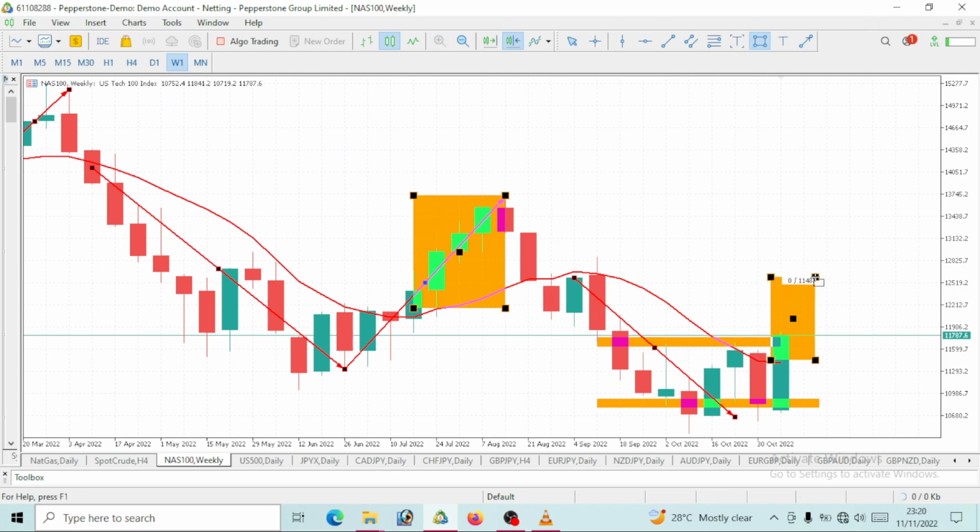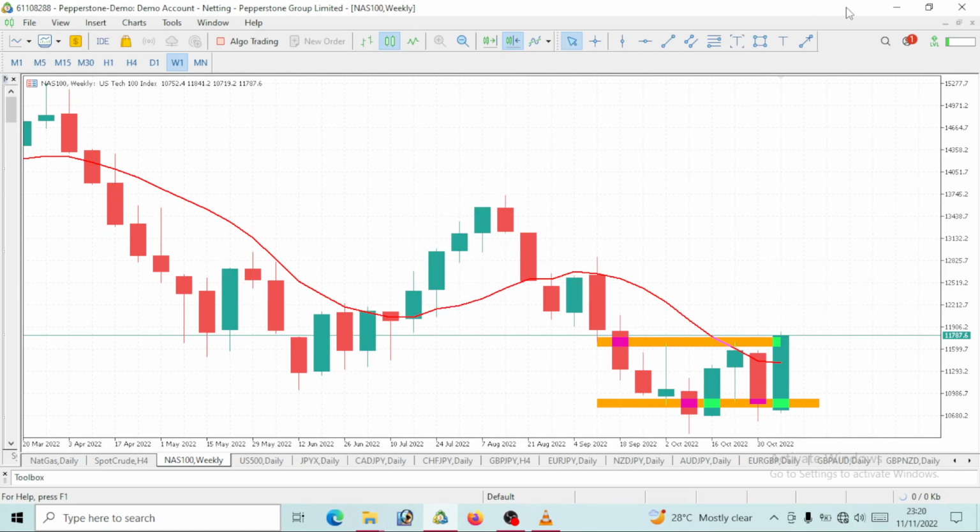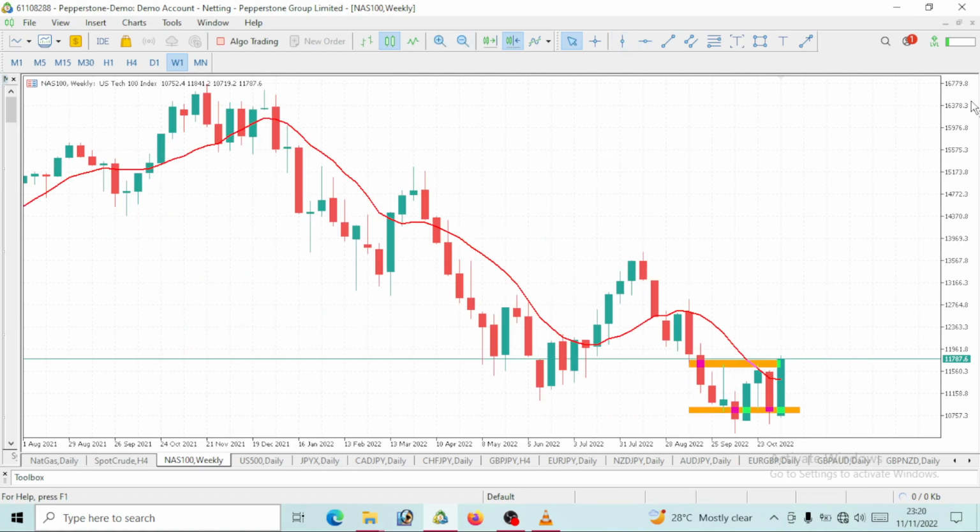So guys, we will continue to see a good amount of bullish move on Nasdaq 100. This is one of the reasons why I'm expecting Nasdaq 100 to give us that bullish move.